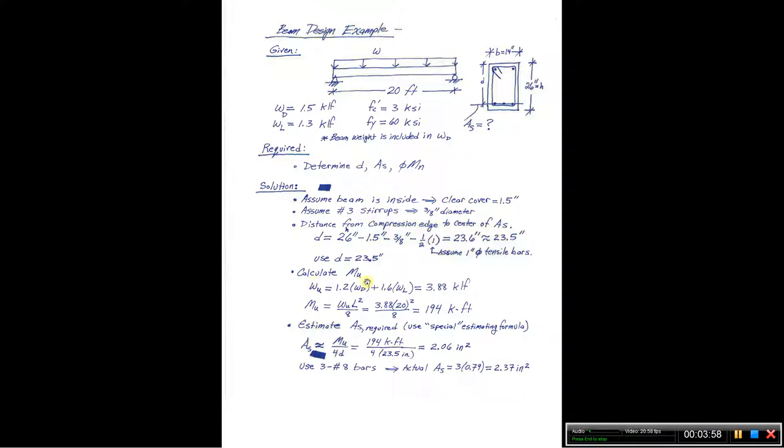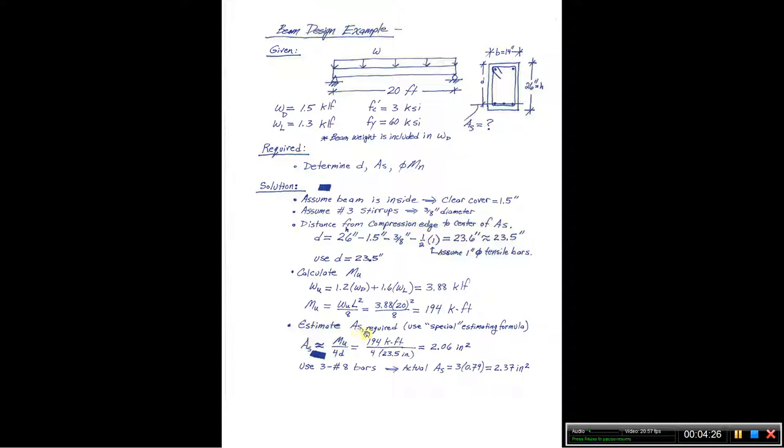The next thing is we need to find Mu, and that is equal to 1.2 times wD plus 1.6 times wL, and we get 3.88 kips per lineal foot. Because this is a simply supported beam with a 20-foot span and a uniform load, our maximum mid-span moment will be Mu equal to wu L squared over 8. And from that, we get 194 kip-feet.